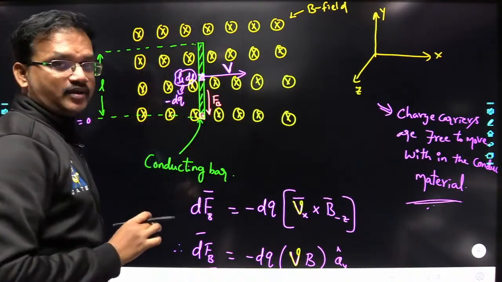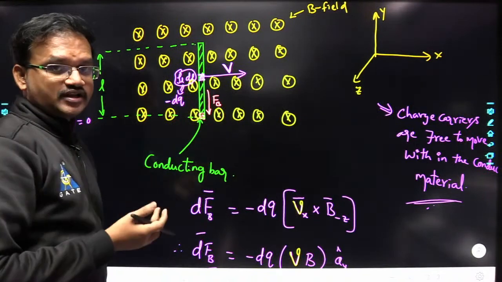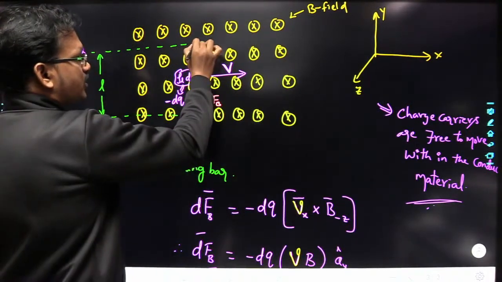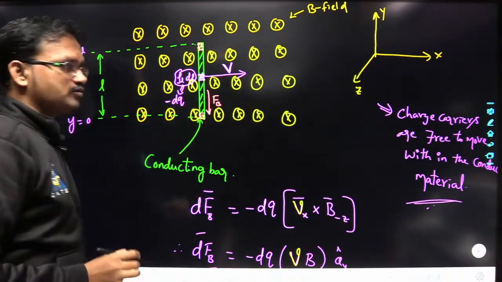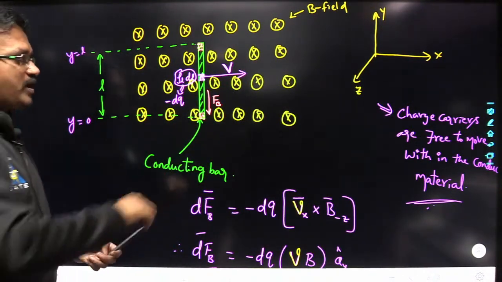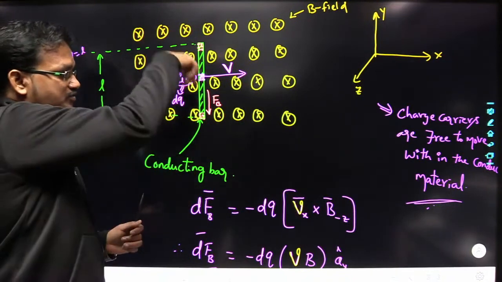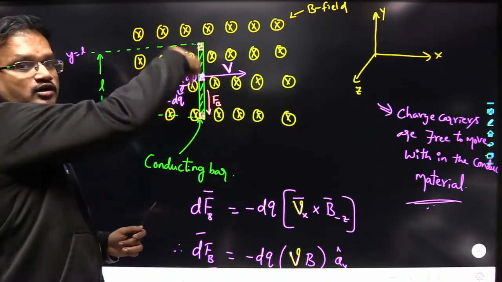Now at the other end of the conducting material, there is a deficit of negative charge. That you can consider as positive charge. Understood? Okay. So because of this magnetic force, all the negative charge carriers are experiencing the force in downward direction.